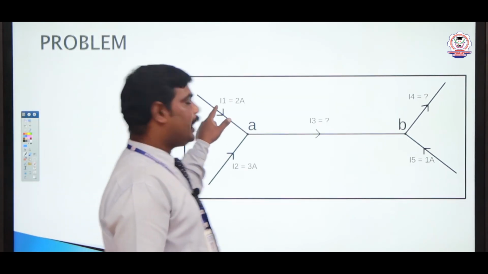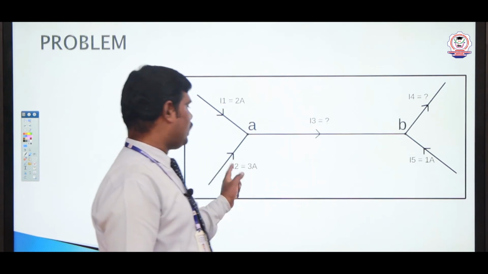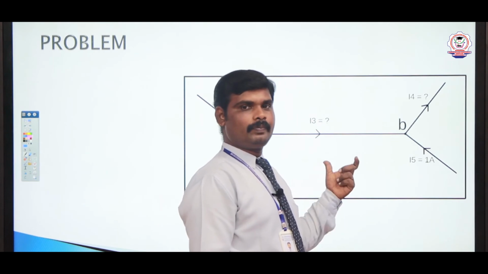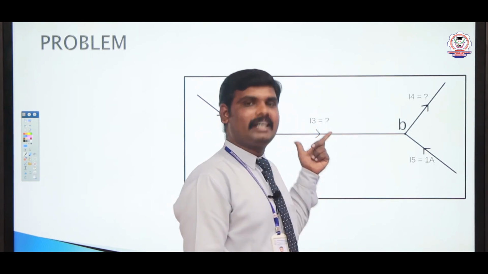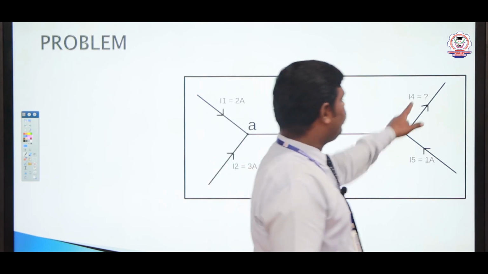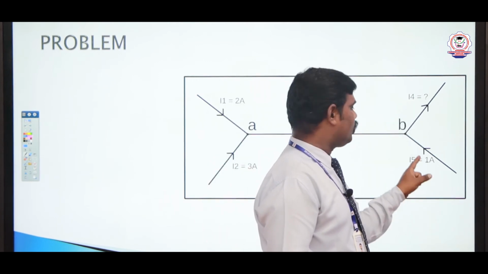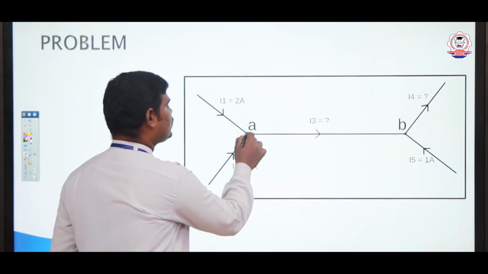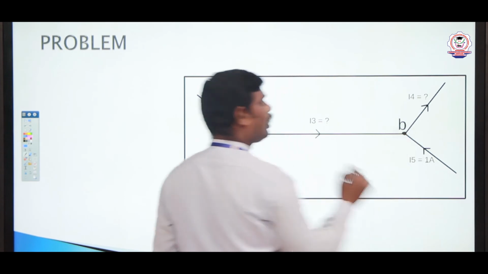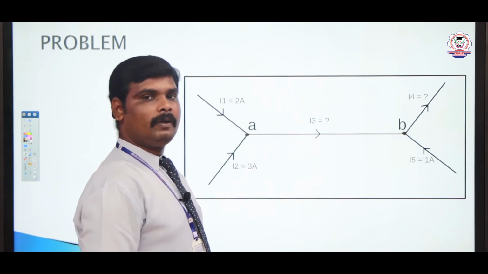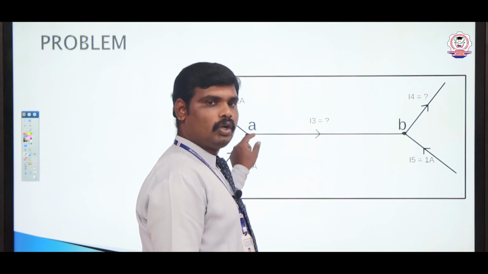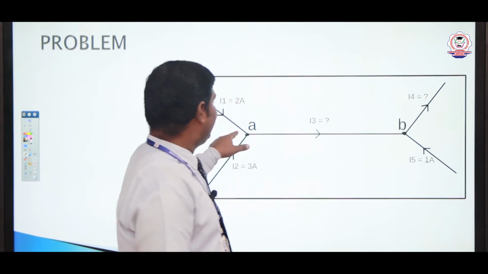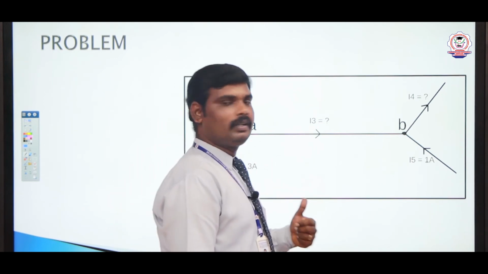Here the I1 current is equal to 2 ampere and I2 current is equal to 3 ampere, but the I3 current we do not know, right. So, we have to find out this current, and here I4 and I5 are given, but I5 is equal to 1 ampere, and I4 is not given. We have the 2 junctions A and B. According to Kirchhoff's first rule, the entering current at the junction is equal to the leaving current, or the algebraic sum of the currents meeting at any junction is equal to 0, right.